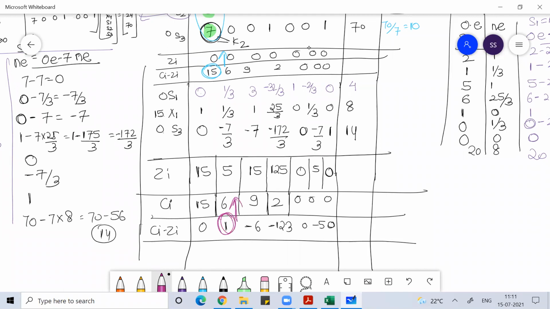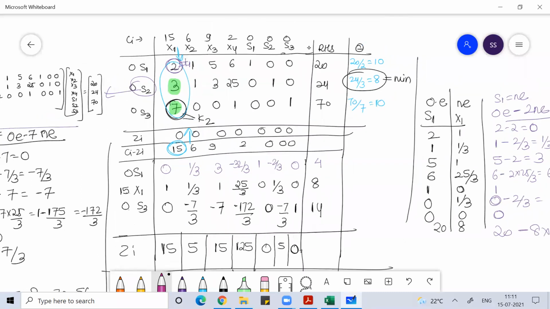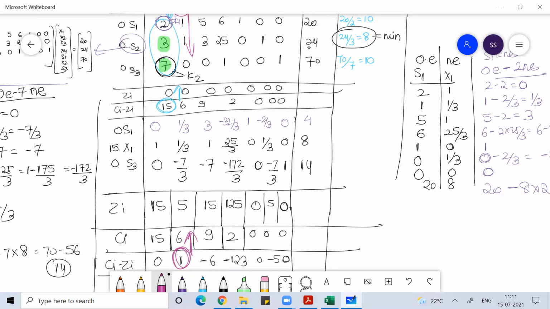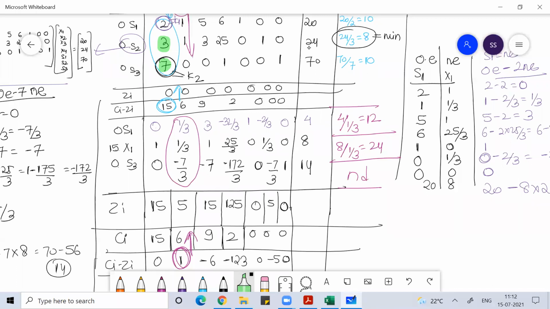So this will now enter into the solution. This corresponds to x2, so x2 will enter into the solution. If x2 enters, it will replace either s1 or s3. Which one will it replace? For that, we find the theta. 4 divided by 1 by 3 gives 12. Then 8 divided by 1 by 3 gives 20. The third one is negative, so we won't calculate it. The least value is 12.